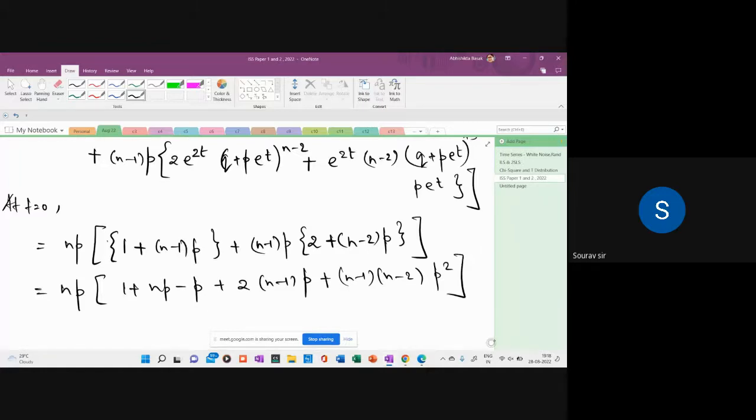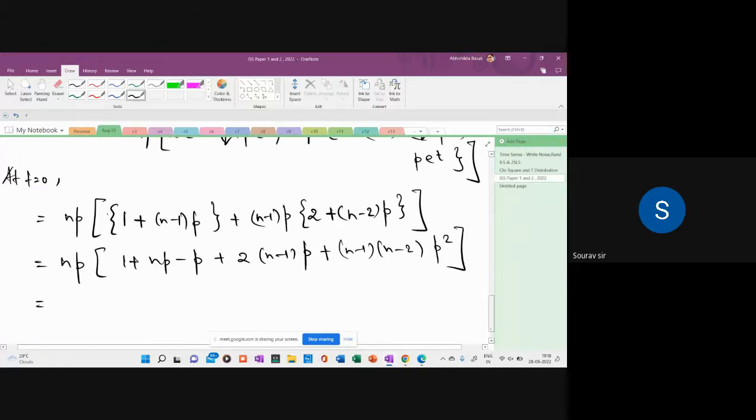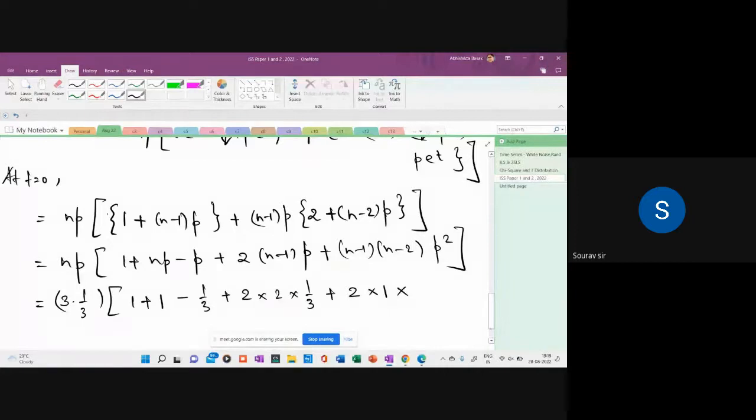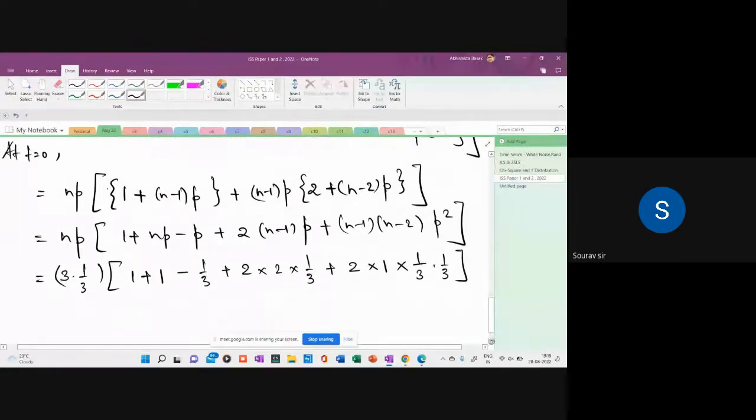So let us put the value of n and p. n is 3, p is 1 by 3. And then 1 plus np, again 1 minus p is 1 by 3, plus 2 into n minus 1 is giving me 2, p is giving me 1 by 3. n minus 1 is going to give me 2, n minus 2 is going to give me 1, and this is going to give me 1 by 3 and 1 by 3. So this is the final value.